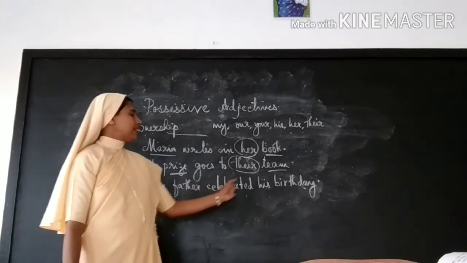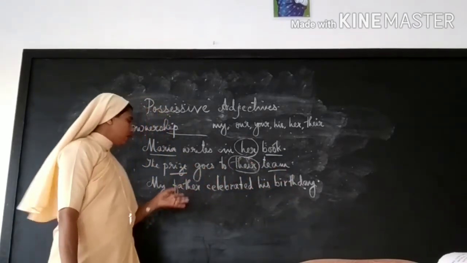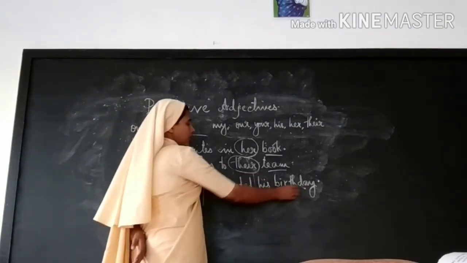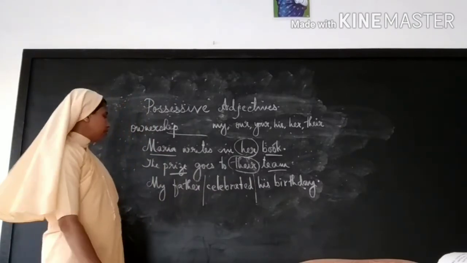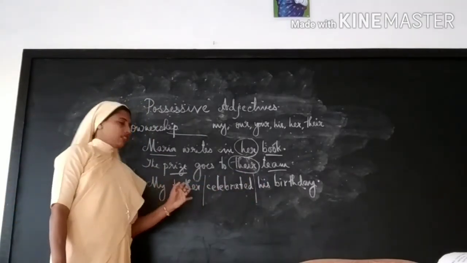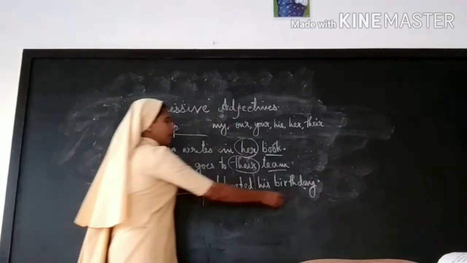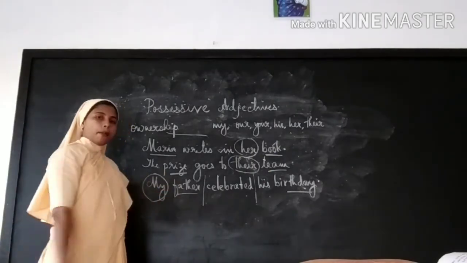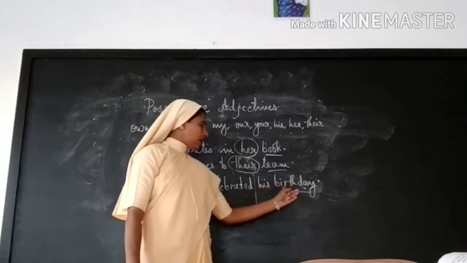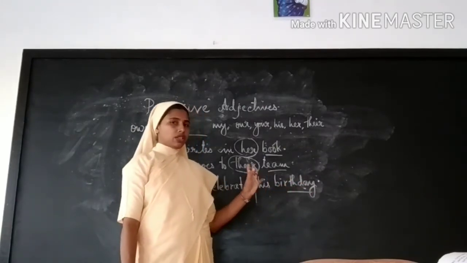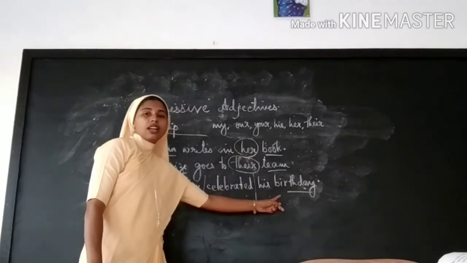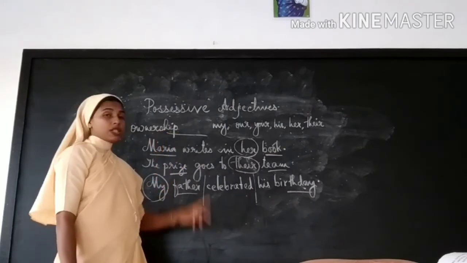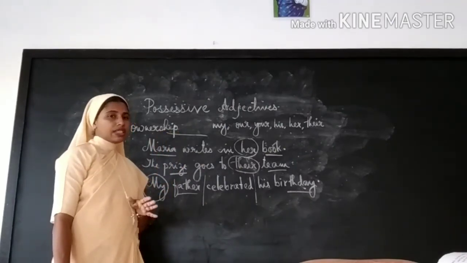Third sentence, my father celebrated his birthday. If you divide the sentence structure, my father celebrated his birthday, that is the object. And in both parts there are adjectives. Which are the nouns here? Father and birthday. These are the nouns. My tells more about father. His tells more about birthday. So both of these are used as adjectives in this particular sentence. I think the term possessive adjectives is clear to you.